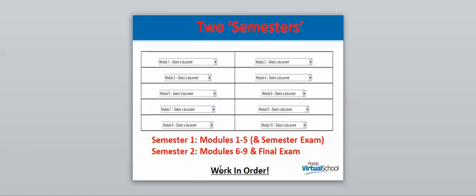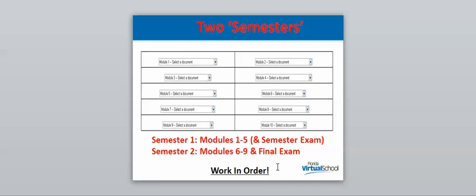This course is divided into two segments or semesters. The first one is modules 1 through 5, and then your midterm, and then segment 2 is modules 6 through 9, and module 10 is your final. It is imperative, especially in this course, that you work in a linear fashion, meaning that you don't skip around, you go from assignment to assignment, and stay working within one module at a time.